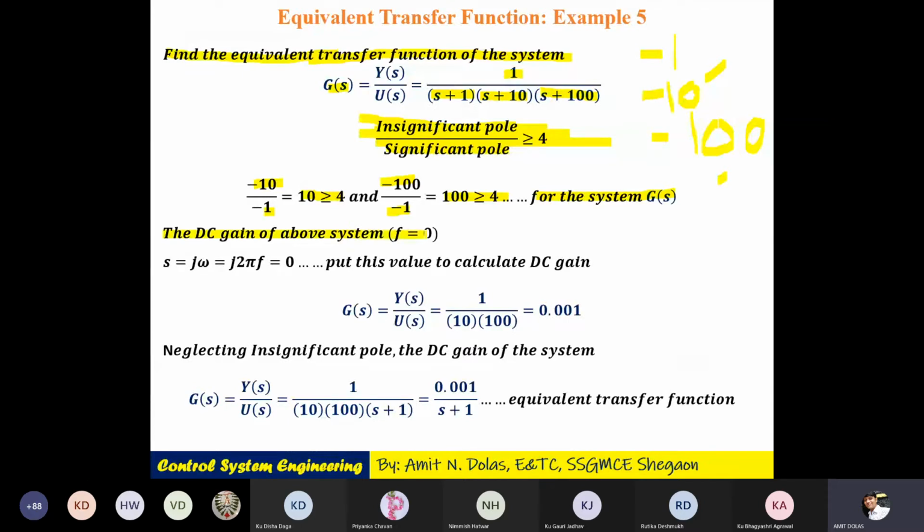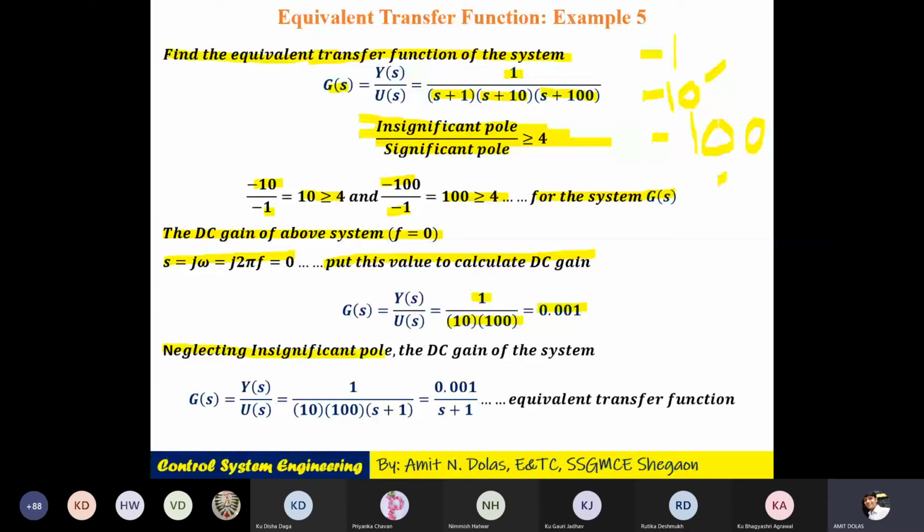The DC gain of the above system: we have to put F is equal to 0, which is nothing but S is equal to 0, because S is equal to J omega is equal to J 2 pi F. So put S is equal to 0 to get the DC gain of the system. Putting S is equal to 0, it comes 1 divided by 10 into 100, which is 0.001. 0.001 is the DC gain.